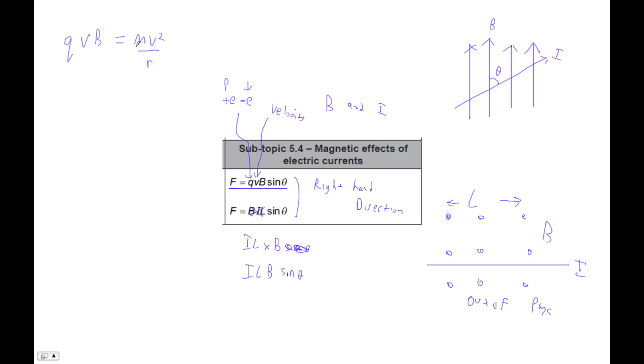Let me find that. That one is mv squared over r. There it is. It's 613. They actually have that formula. It's section 6.1, formula 3. They've got that. So anyway, and then you can solve for radius of curvature, et cetera, et cetera.